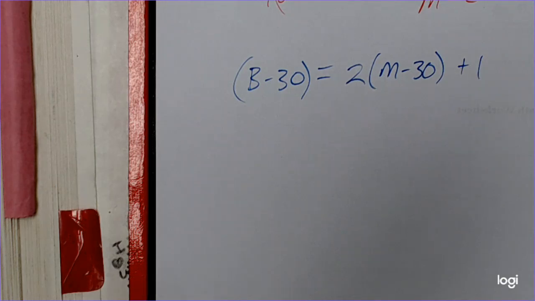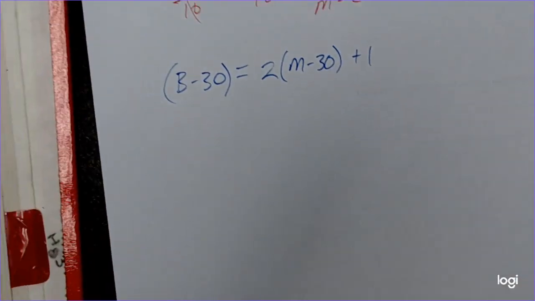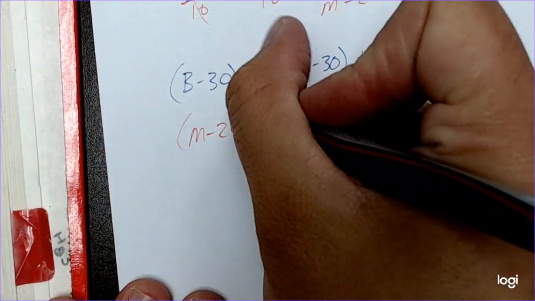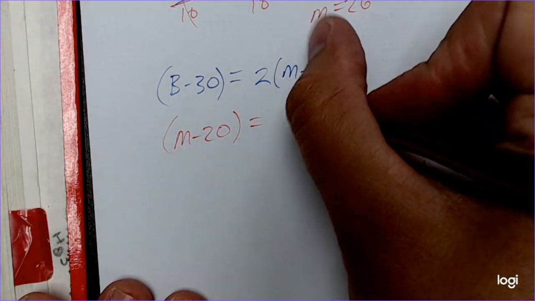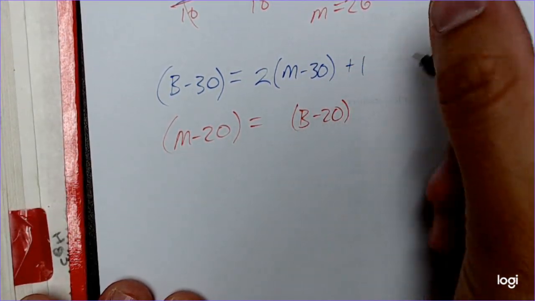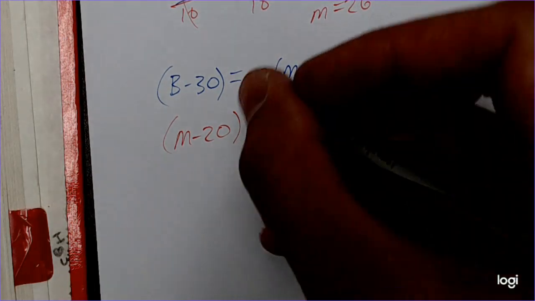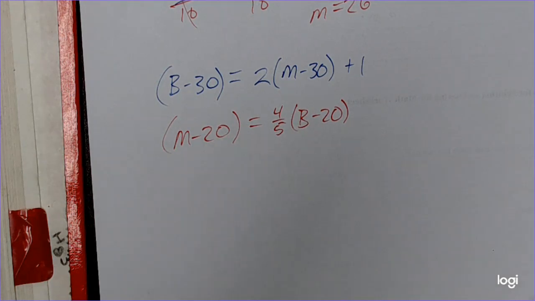Now let's see here. Then they say 20 years ago, Mary was 4/5 as old as Barbie was then, 20 years ago. Okay, so 20 years ago, we've got Mary, so Mary minus 20. And it says she was 4/5 as old as Barbie was then. So that's going to be Barbie minus 20. Where in the world do I get the 4/5 of Barbie's age? Well, if you remember, the fractional part of a number times the number is the answer. So if it's 4/5 of Barbie's age, we're going to multiply 4/5 times Barbie. Okay, that's how that works.